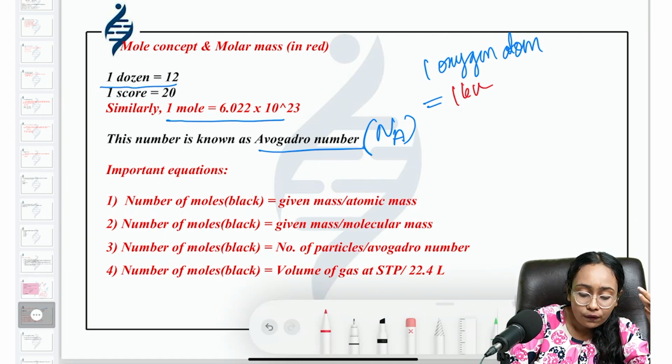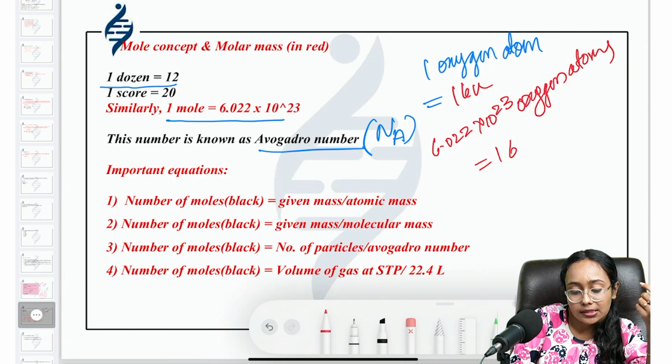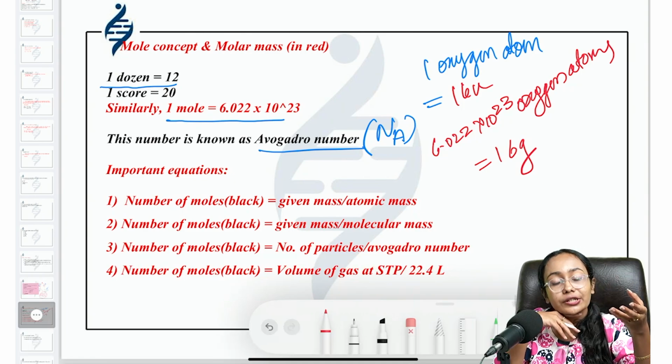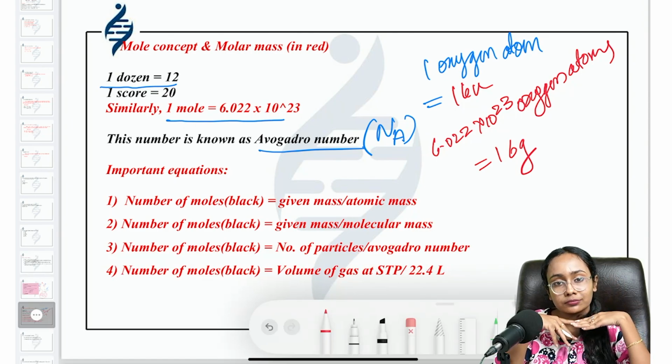The mass of 6.022 into 10 raised to 23 oxygen atoms is 16 gram. 1 mole of oxygen atoms means it has 16 gram. 1 oxygen atom means it has the mass of 16U.